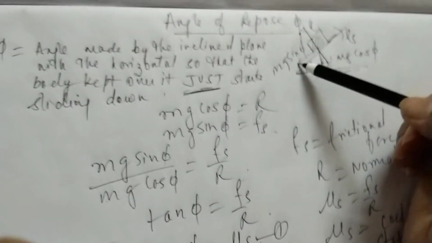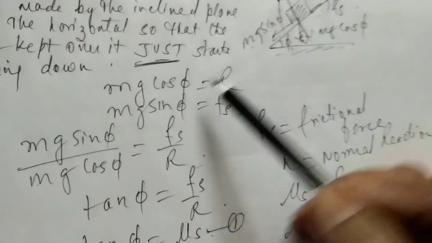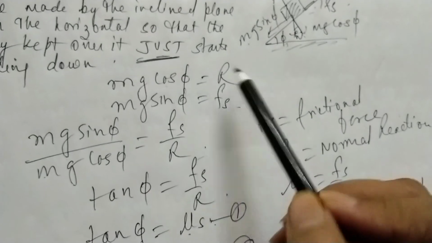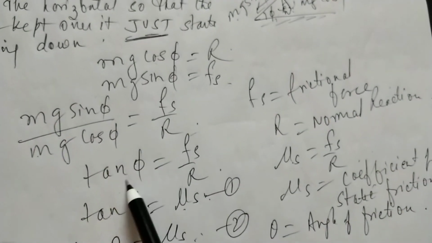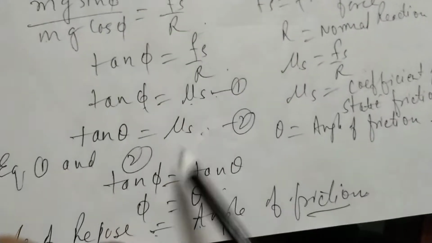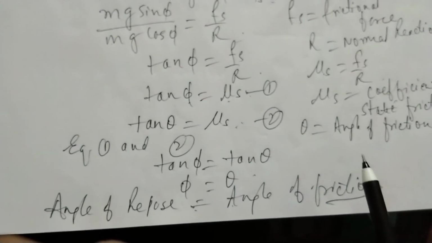So you can see that we have taken an inclined plane. Just learn how to resolve it. We have resolved into its components, and mg cos phi balances the normal reaction, mg sin phi balances the frictional force. You divide it, you get tan phi equals Fs by R and tan phi equals mu S. So you get all these relations, and finally the angle of repose equals the angle of friction. I hope you must have followed this.